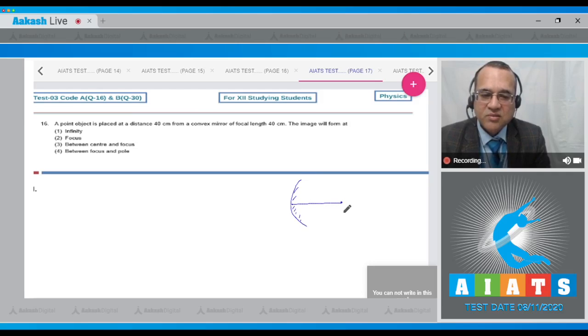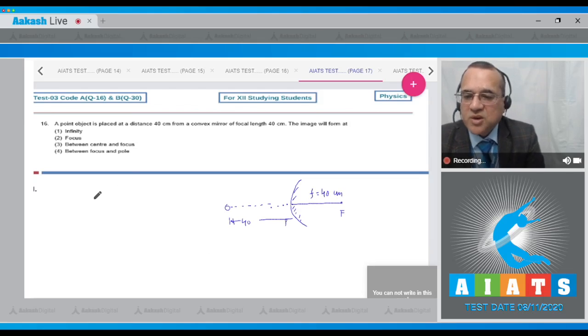This is the focus, this is the pole, and what is given is that the object is placed at 40 centimeter. Here is your object, and its focal length f is how much? 40 centimeter, given. To locate the image we use the mirror equation: 1 by v plus 1 by u is equal to 1 by f.